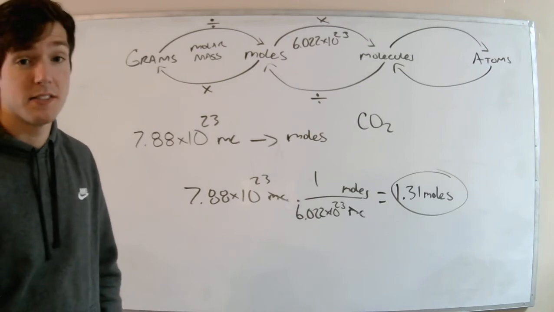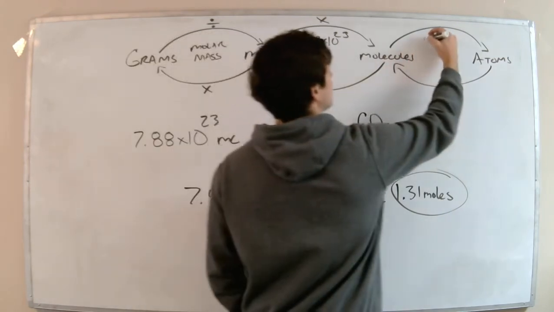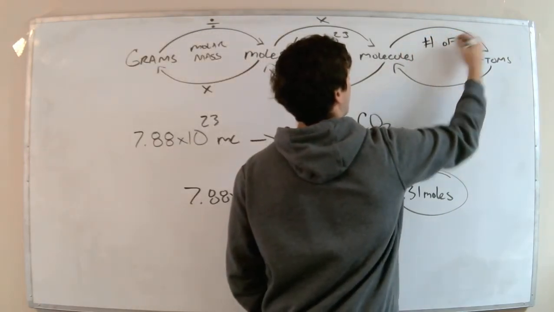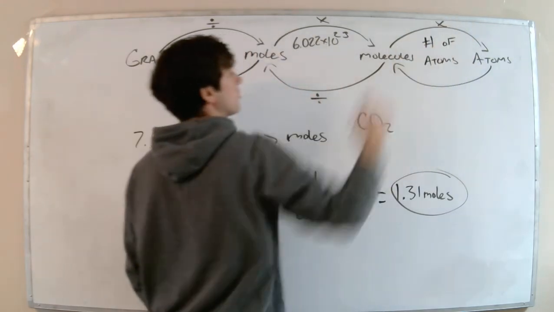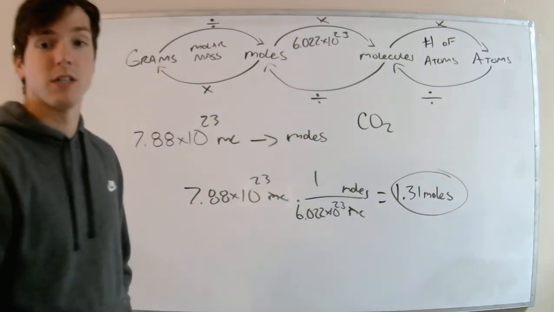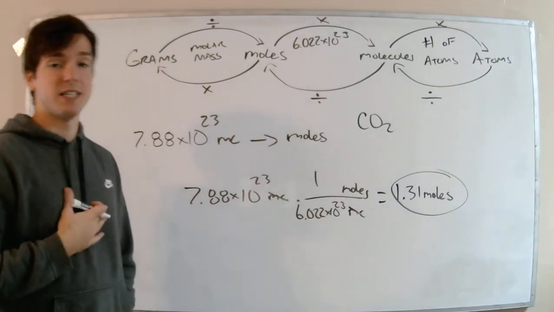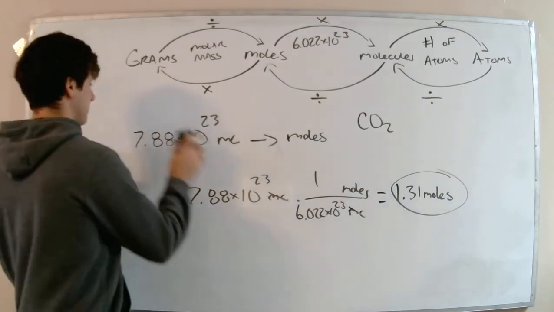And all it is how many numbers of atoms are there in that molecule. We'll either multiply if we're going from molecules to atoms, or we'll divide if we're going from atoms to molecules. Now, what do I mean by number of atoms? Well, let's look at a couple examples here.